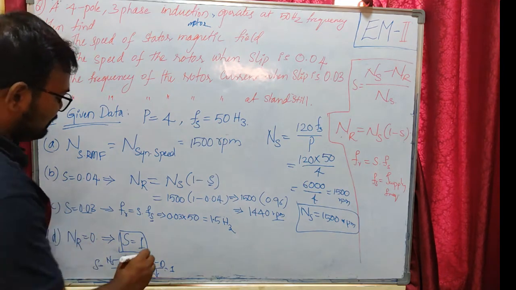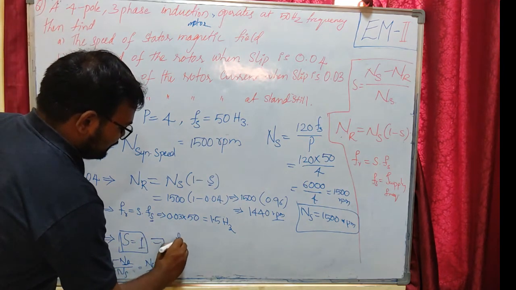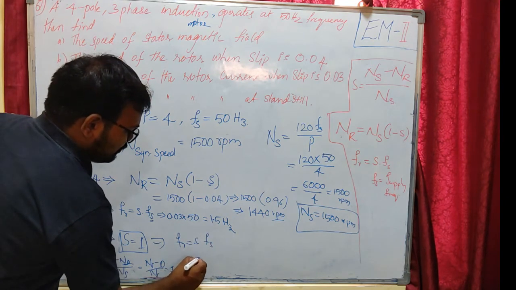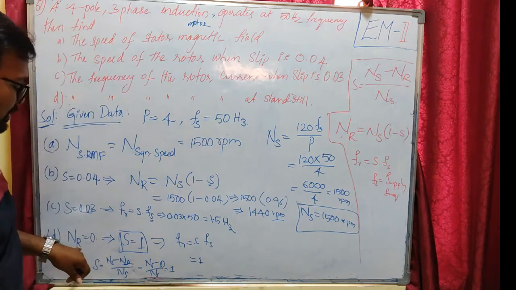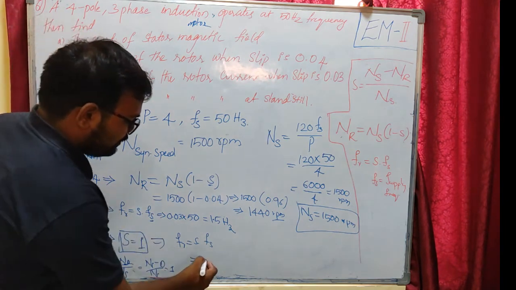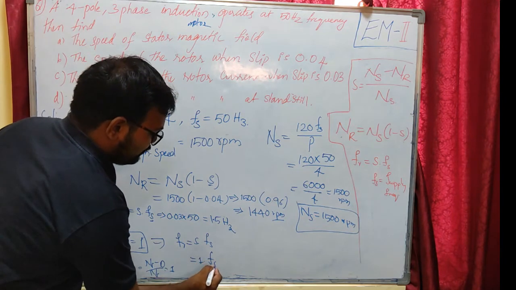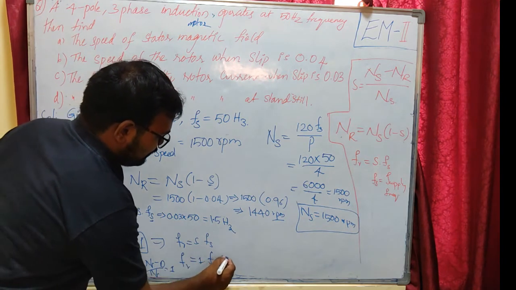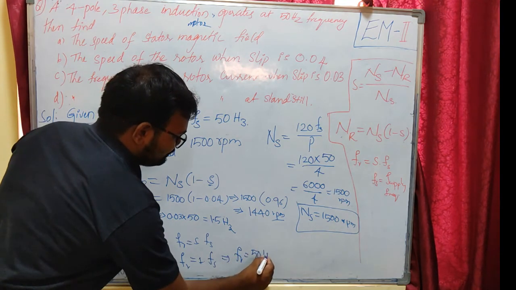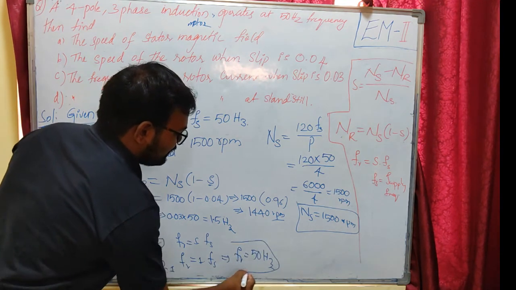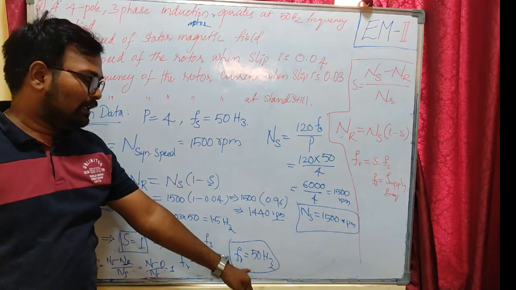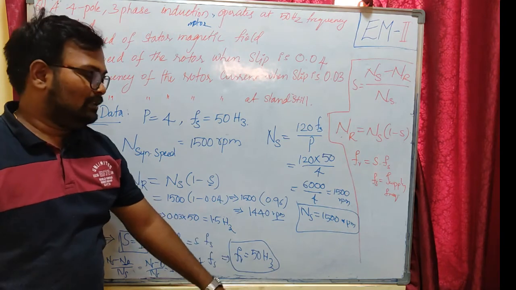So the frequency of the rotor current will be S times Fs. At the starting, that means at standstill, Nr equal to 0, then S equal to 1. If I substitute S equal to 1, that will be 1 into Fs. So our Fr will be equal to 50 Hz. So this is the proof of what I told you: when there is no rotation, the frequency of the rotor current is equal to the supply frequency. This is the proof.